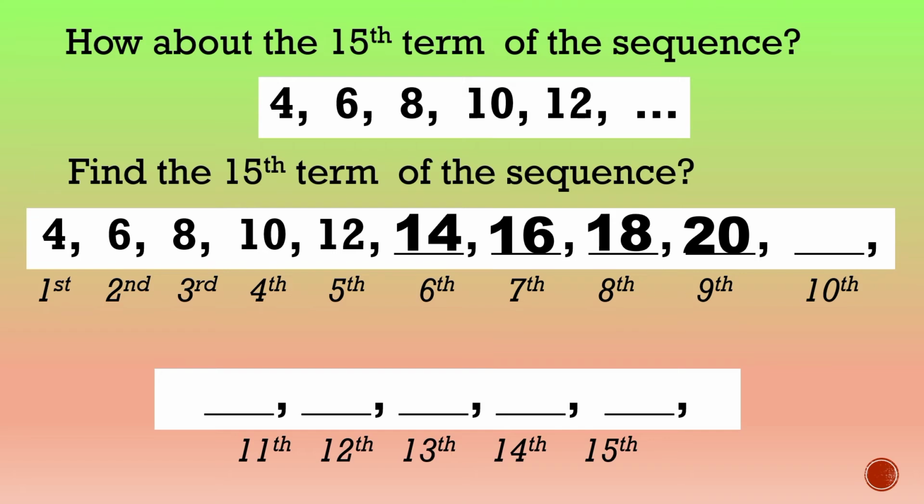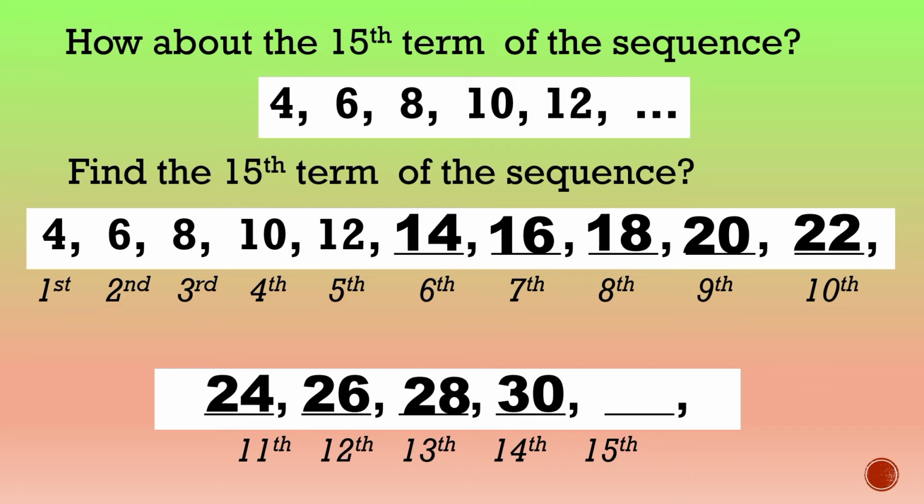term. 20 plus 2 is 22. That is the 10th term. 22 plus 2 is 24. That is the 11th term. 24 plus 2 is 26. That is the 12th term. 26 plus 2 is 28. That is the 13th term. And 28 plus 2 is 30. That is the 14th term. And our 15th term, so 30 plus 2 is 32. So, our 15th term of the sequence is 32.